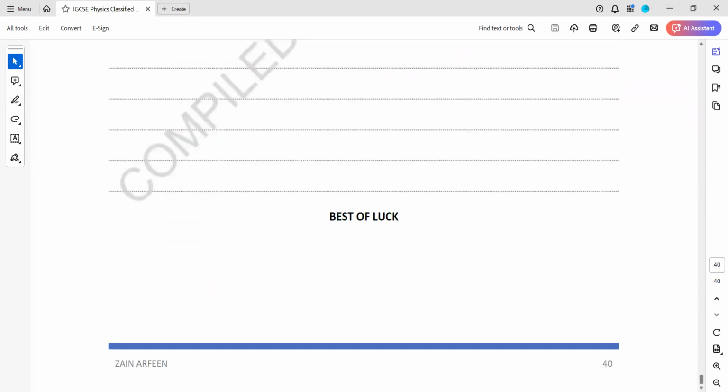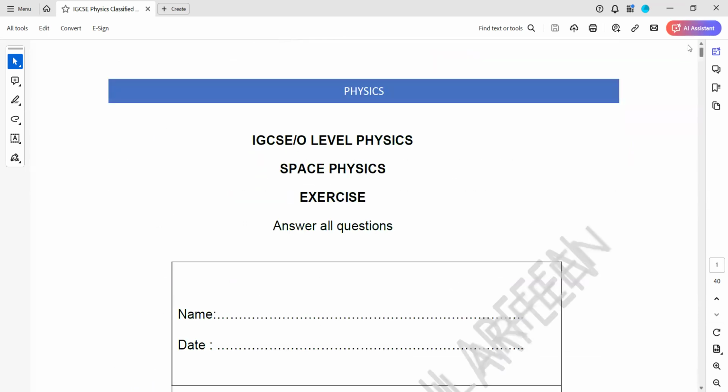So this was the whole exercise related to space physics. Any question or doubt?